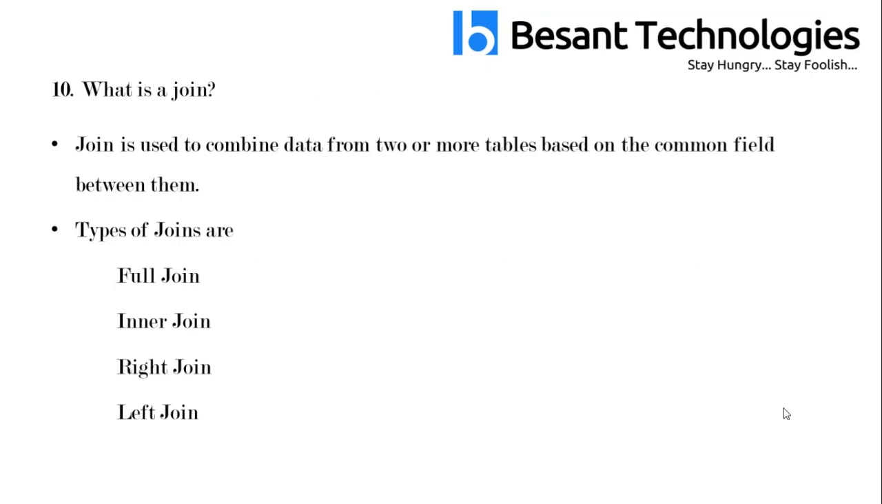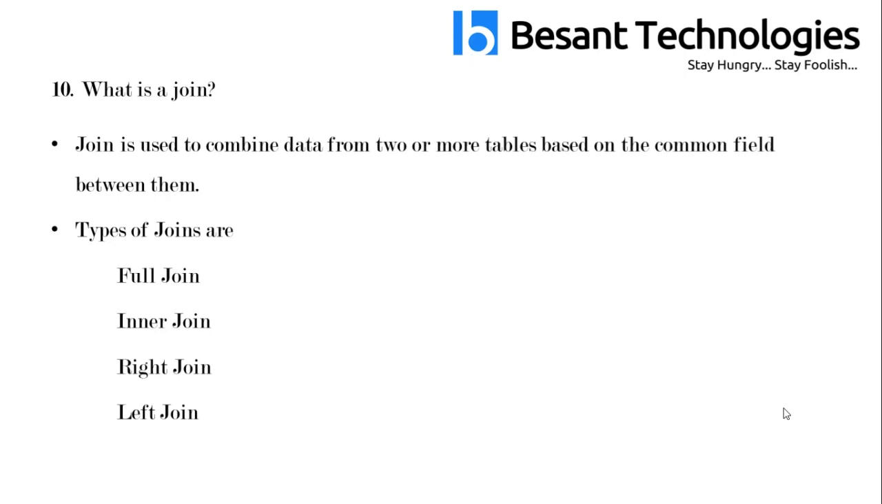Next is about a join. What is a join? When you want to combine two tables, then you have to use a join, not only for two tables, but two or more tables. So the tables are joined based on a common field. There are different types of joins available: full join, inner join, right join and left join.